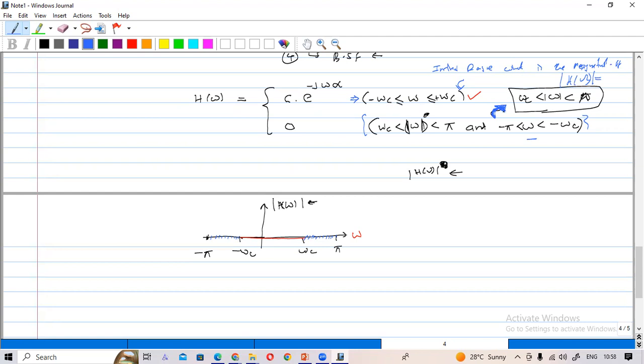Omega is between these, what is the magnitude of h omega here? What is the magnitude of h omega? That is very easy. Can anyone tell me what is the magnitude? Just give me the answer as you know.